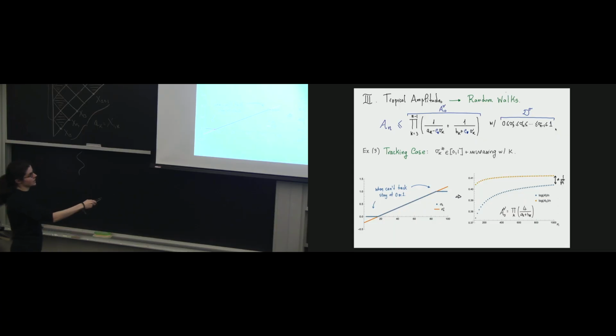Anyway, here's an example. We pick some profile. Of course, in the region where they go beneath 0 or above 1, the best thing that we can do is keep the sigmas at 0 or at 1. And here's again the comparison with the numerical result.